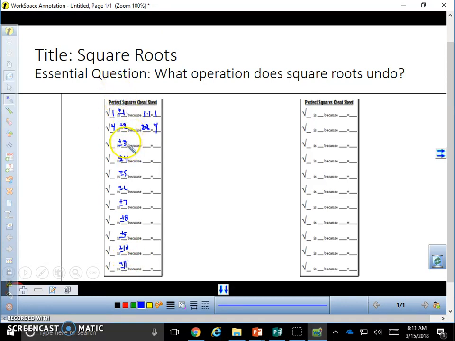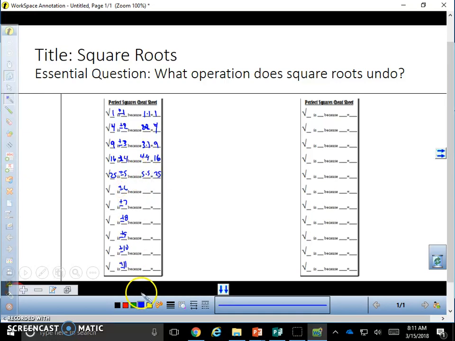So 3 times 3 is 9. 4 times 4 is 16. At no point have I done division, so please do not think division. Because 5 times 5 is 25.